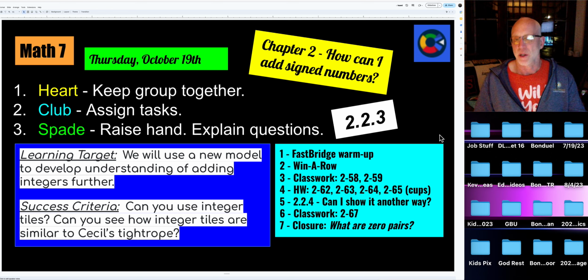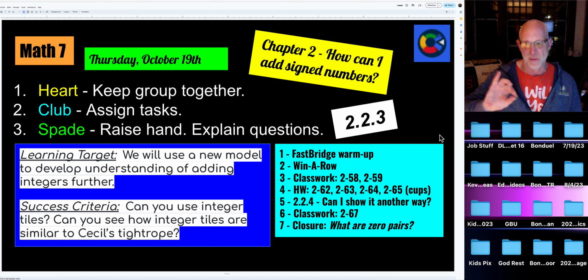Our learning target for today is we will use a new model to develop further understanding of adding integers. And our success criteria, can you use the integer tiles? We used disks, right? We used the yellow and the red, and we said the yellow was positive and the red was negative. And then the next question is, can you see how integer tiles, or in our case, disks, are similar to Cecil's tightrope? So we're going to go from the fast bridge warm-up to Win a Row. That's the game that we modeled yesterday, and that's the game that you're going to play with your friends today.